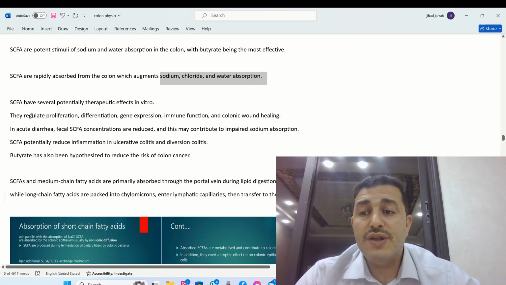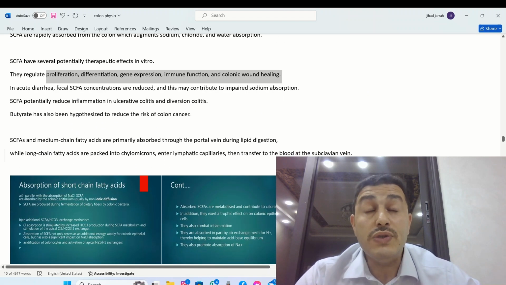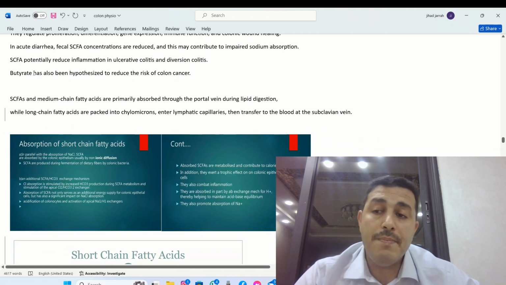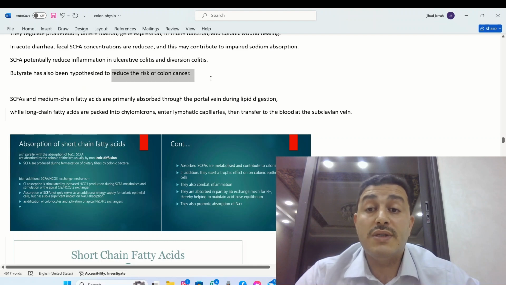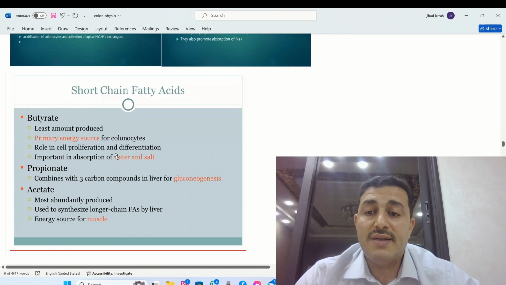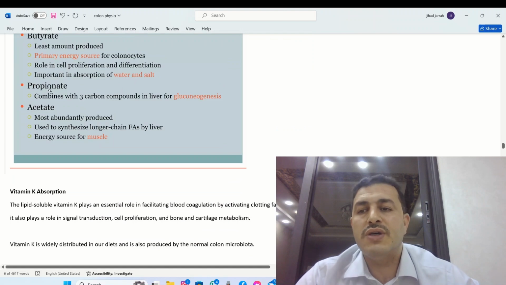There is a hypothesis that it can regulate proliferation, differentiation, gene expression, immune function, and colonic wound healing. Also, it reduces inflammation in patients with inflammatory bowel disease and diversion colitis. The hypothesis says that it reduces the risk of colon cancer. You can see here butyrate is the primary energy source for the colonocyte and enhances water and salt absorption.